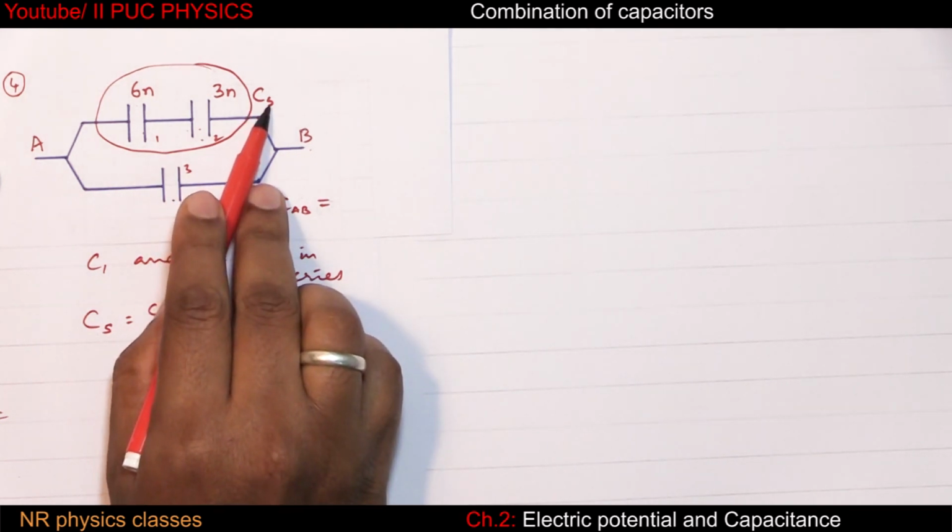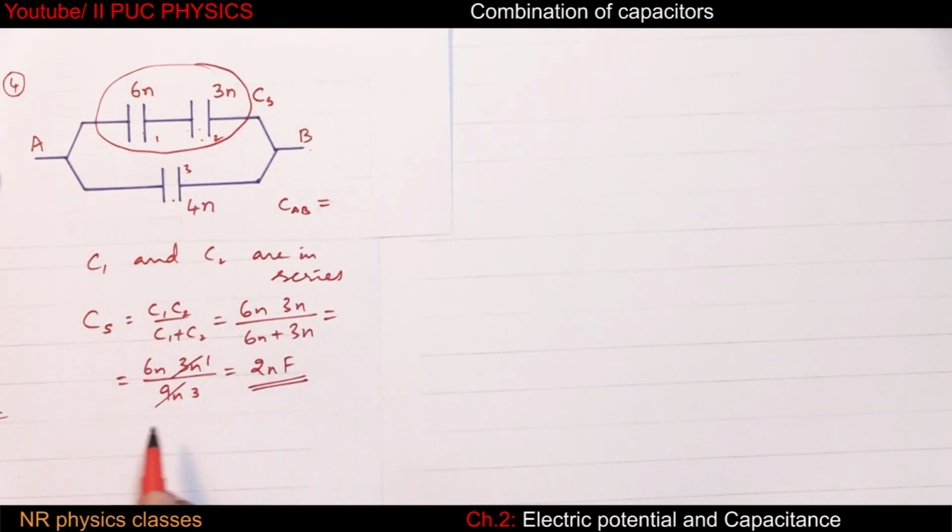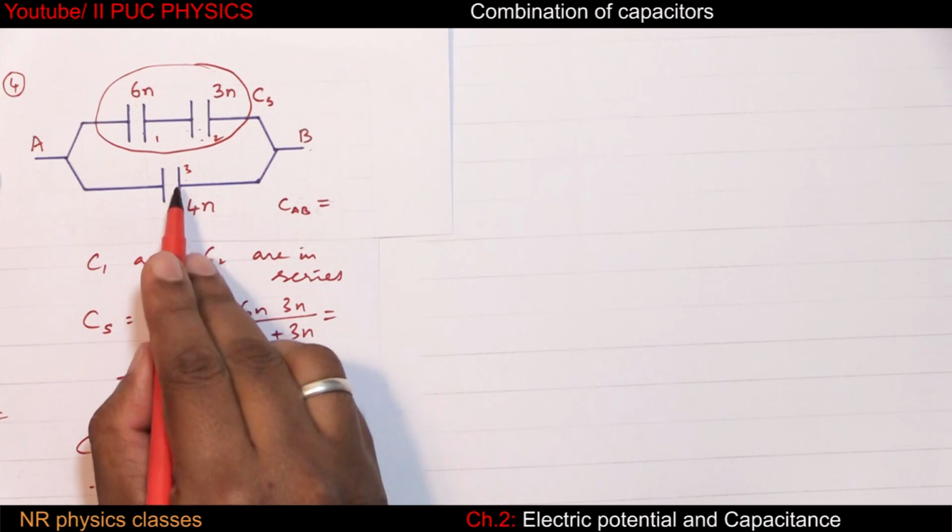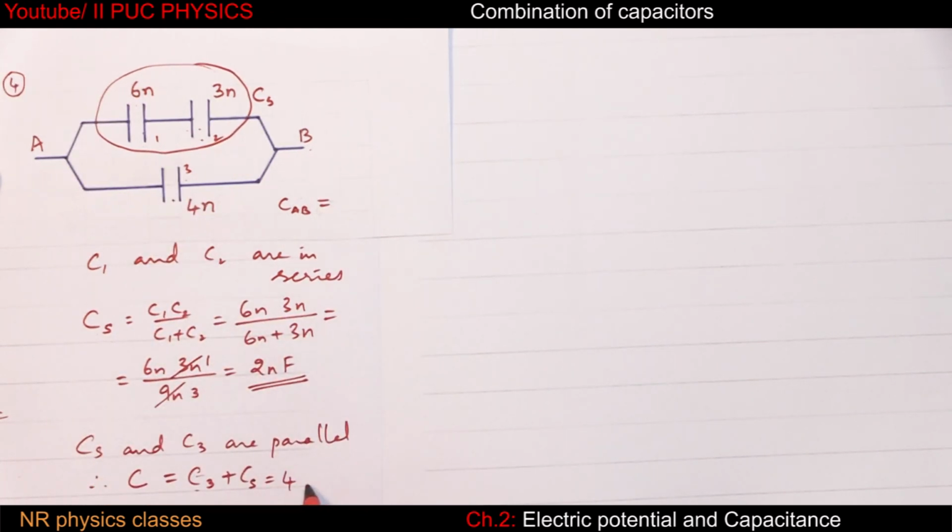That CS is in parallel with the third capacitor. Therefore, CS and C3 are parallel. Therefore, C equal to C3 plus CS. C3 is 4 nano plus CS is 2 nano. So 4 plus 2 is 6 nanofarad. So this is C.